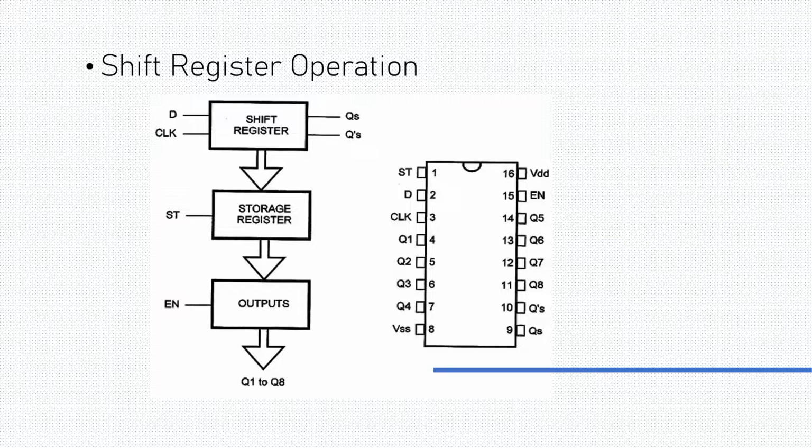And then that value that is stored can be enabled to an output that is via Q1 to Q8. So that is the sequence in which the register collects the data, stores it, and outputs it for display.